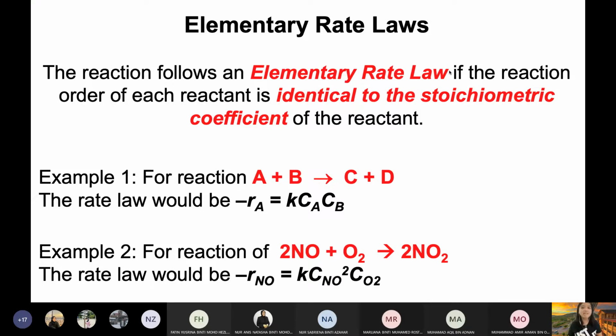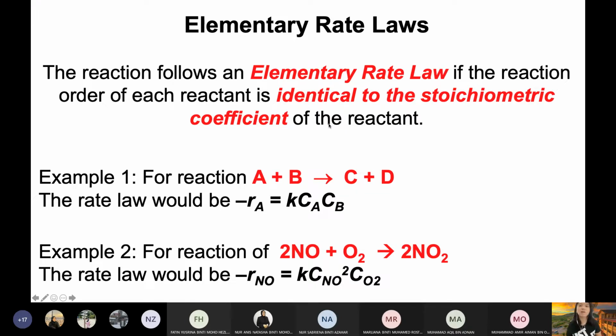If it's elementary rate law, okay, but if you read from literature or in the exam question, I state the reaction follows elementary rate law, or I say the elementary rate law reaction, so on and so forth, meaning dia punya reaction order follows the stoichiometric coefficient in the equation.